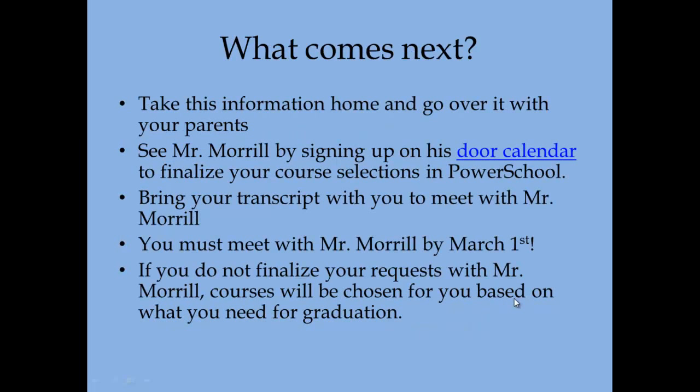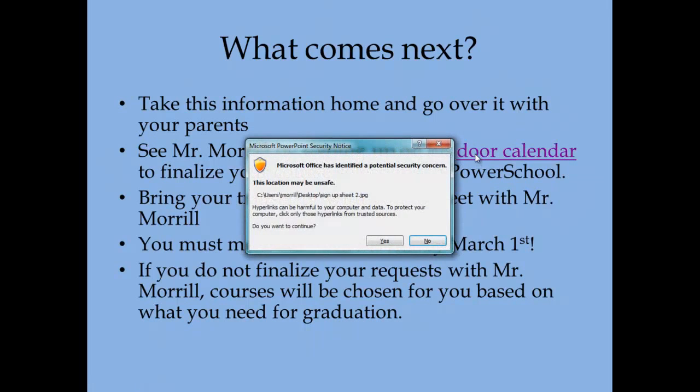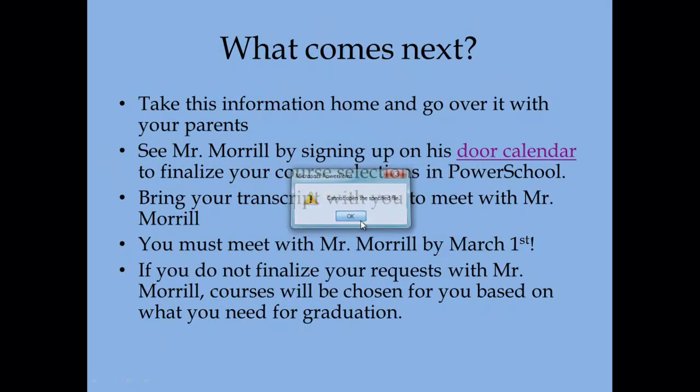So what comes next? Now, you'll take this registration information home, go over it with your parents, have a little conference at home about what courses you think are going to make the most sense for you for next year, and then you'll need to come in and see me by signing up on my door calendar for an appointment to finalize your course selections. And the way that this works is you can sign up right on my door. I just have a calendar that has the times throughout the day, and hopefully you can sign up for a time that's either during your study hall, during your lunch hour, or before or after school. We'd like to avoid you missing class to come in to finalize your course selections.